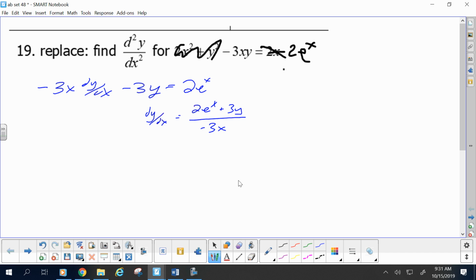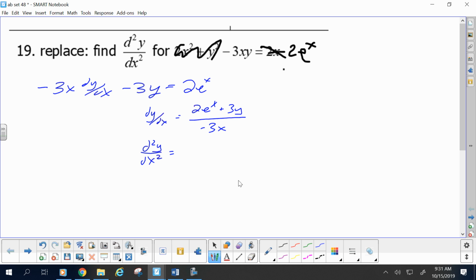Second derivative means take the derivative of both sides. The left side is easy enough. You just copy the notation. If you're confused, just use the notation I give you. We'll talk more about where that's coming from later. And on the right side, you must use the quotient rule.